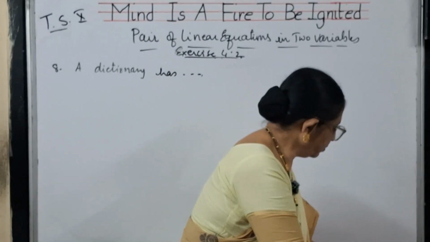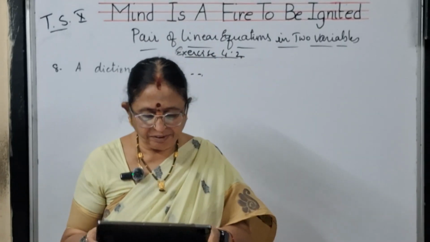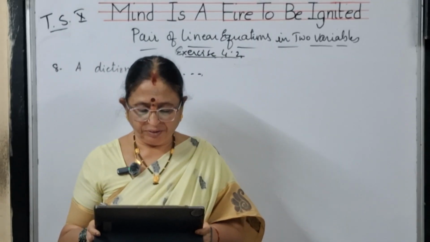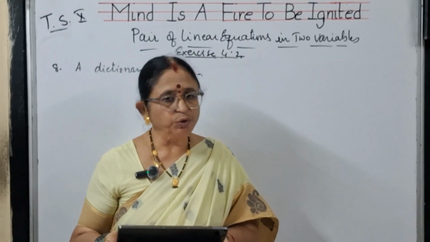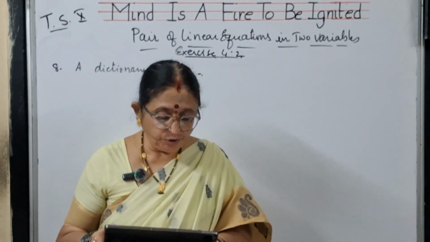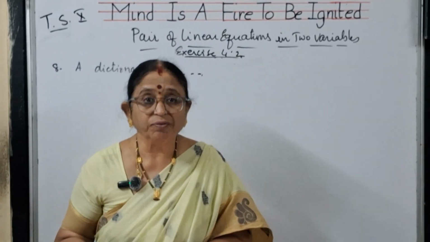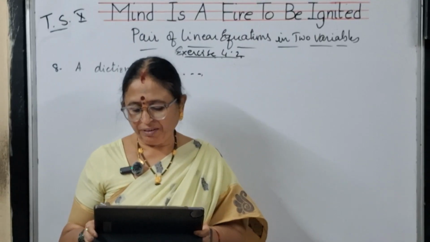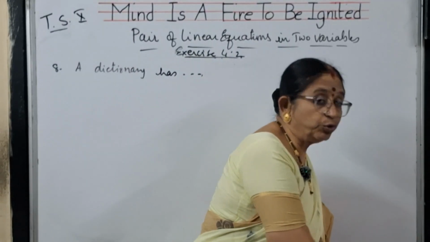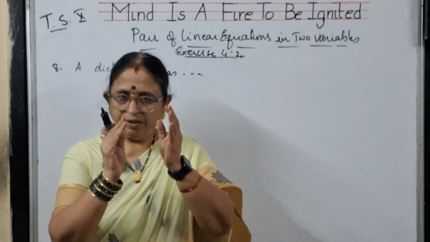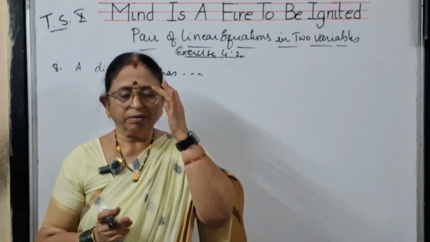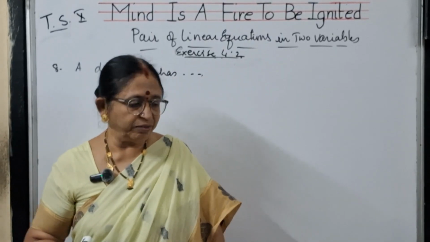Now the next problem, children. A dictionary has a total of 1382 pages. It is broken up into two parts. The second part of the book has 64 pages more than that of the first part. How many pages are in each part of the book? The book has been torn into two pieces. Second piece is having 64 pages more than first piece. So, how many pages are there in each piece?